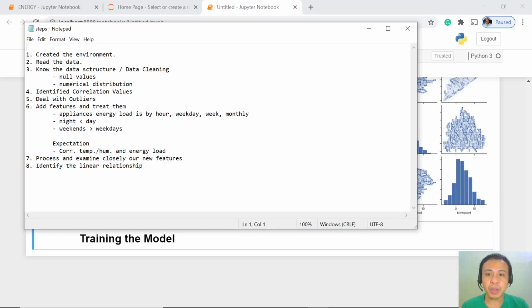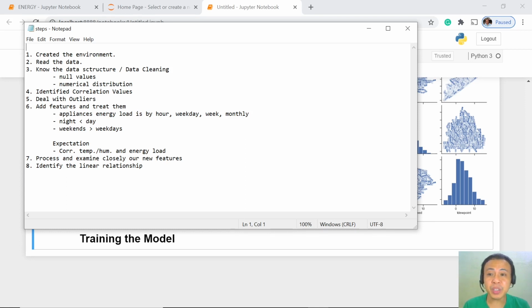So let's get right into our job. Before we continue to our main job today, let's first have a review of the steps that we have undertaken so far. The first thing that we did was we created our environment, then we read our data, and then also we studied our data structure and we did the data cleaning by identifying the null values. And with that, we also studied the numerical distribution of our data. And then we identified the correlation values of our different features. And then we also dealt with the outliers in our data.